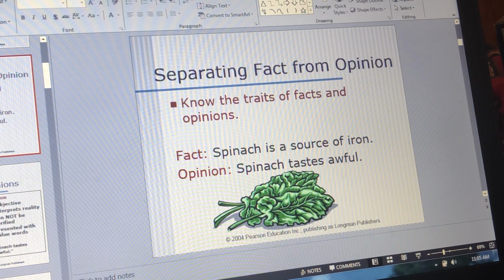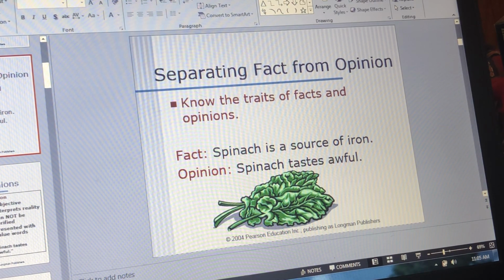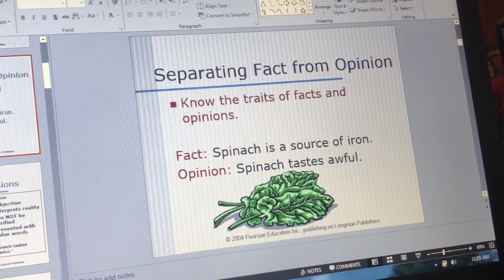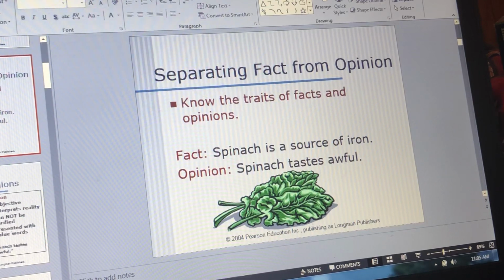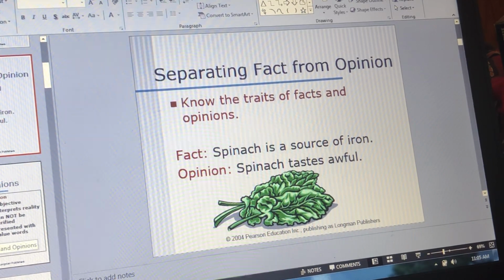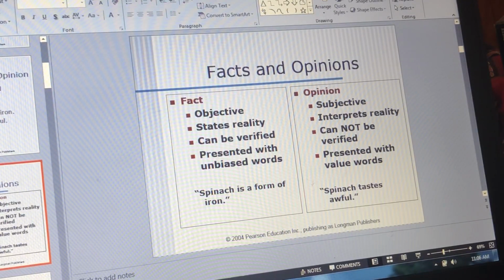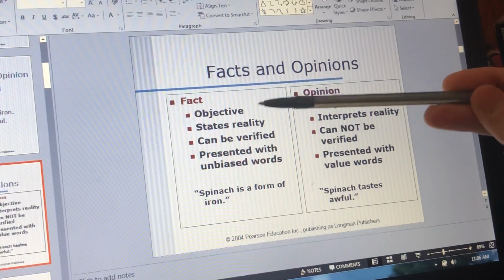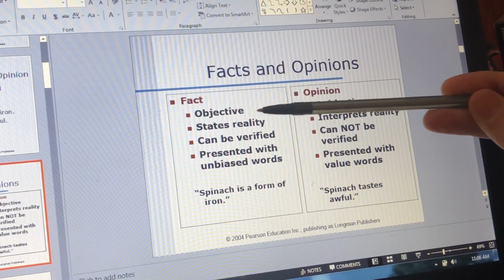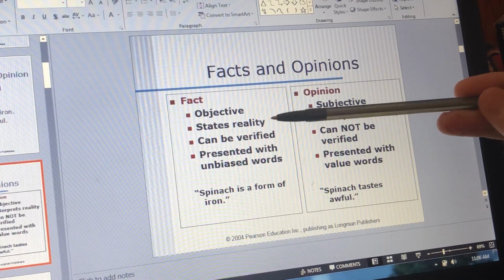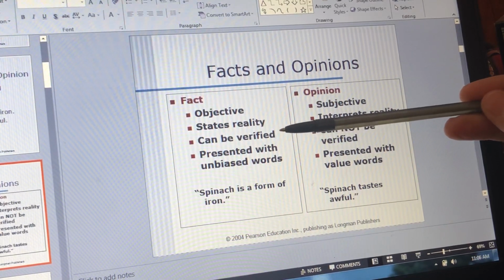A lot of people might agree with this, but a lot of people might not. You can't measure awful. There's no way to give something an awful test. All right, so the first one is objective, right? It's a source of iron. We can measure that. It states reality, okay? I can verify that somehow.